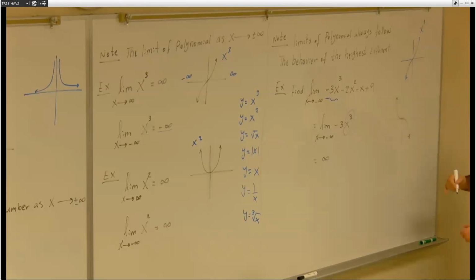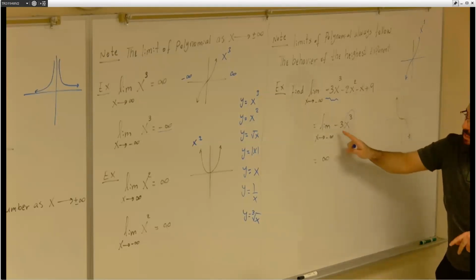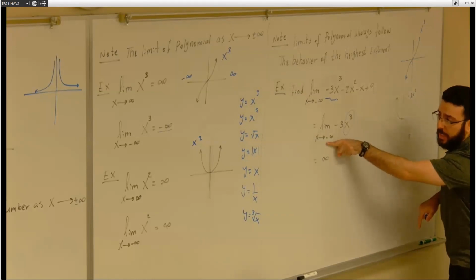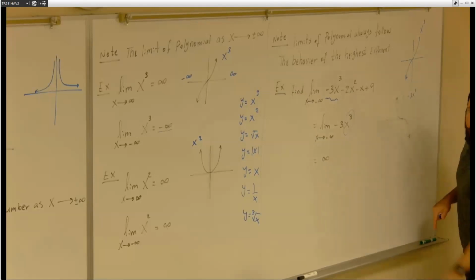But there is a negative sign here, and there's a number here. I'm not gonna focus on the number. The negative sign here is going to reflect the graph over the x-axis. That means this side is going down, and this side is going up. So this is the graph of negative x cubed. The 3 is going to stretch the graph vertically. We're not going to focus on that because we're trying just to find the limit. That means when x approaches negative infinity, which is this side, the limit is going where? Infinity. Okay.